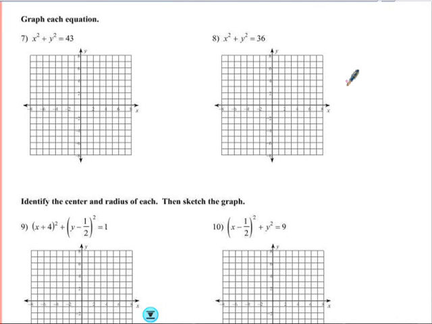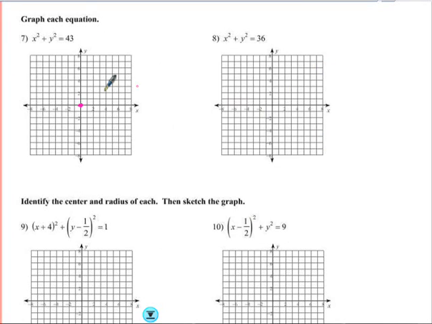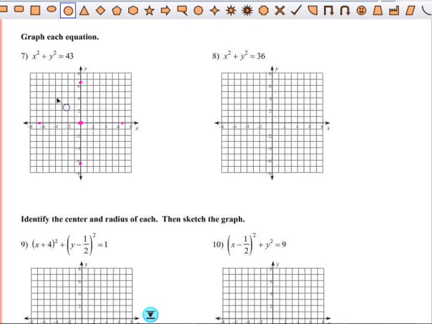Graph each equation. The thing to make sure that you do here is get the points right. There are no numbers next to x or y here, so I know the center of that circle is at 0. And then the square root of 43 is about 6.5. So I'm just going to go up and put my points at about 6.5, as best as I can. And then I'm going to draw that circle.